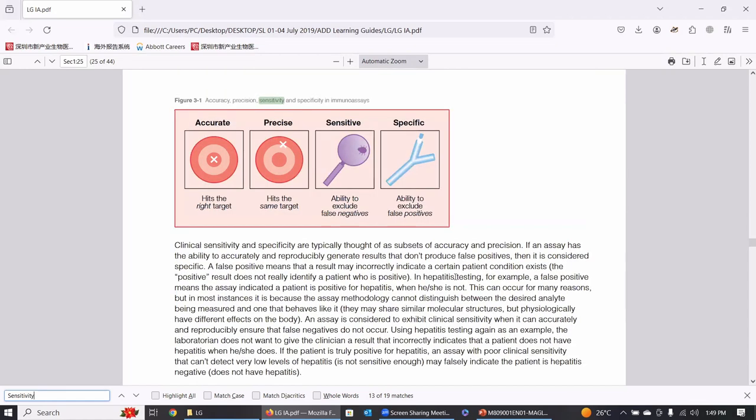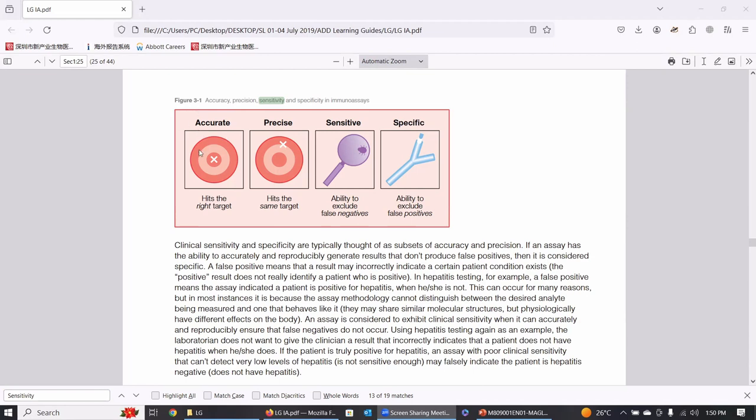Okay, you can see my screen. Yesterday, in the infectious disease assay, we used the words sensitivity and specificity. So what is sensitivity and what is specificity? What is accuracy and what is precision? These are the basic terms that we are using in the laboratory, right?